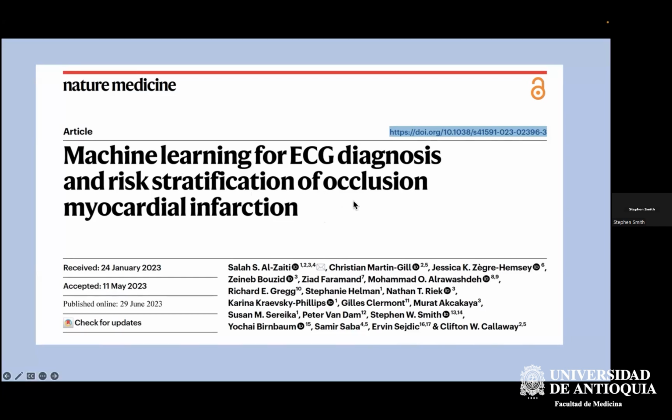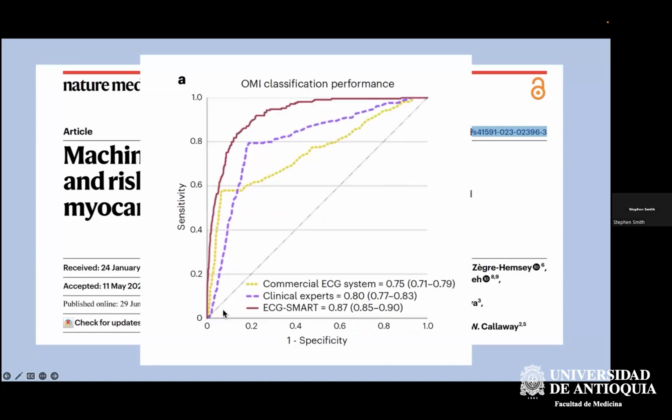He published this in Nature Medicine, and he found that this ECG smart system, AI, was far better than clinical experts or a commercial ECG system. This is the area under the curve. This is sensitivity graphed against 1 minus specificity. A perfect test is right up here. The closer this line gets up to here, the better the test. So this was quite good and published in Nature Medicine for diagnosis of OMI, but not for diagnosis of any MI.